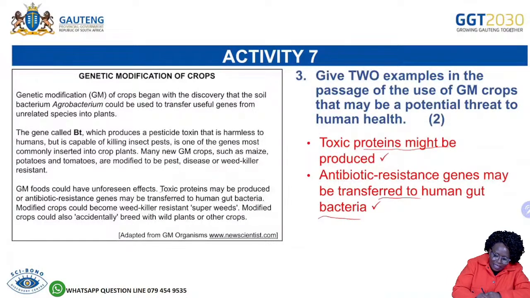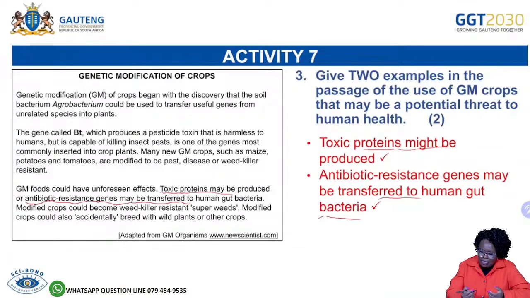You can see, yeah, toxic proteins may be produced. And the other part of the answer is antibiotic resistant genes may be transferred to human gut. Easy, straightforward. But right there, and you get your marks.